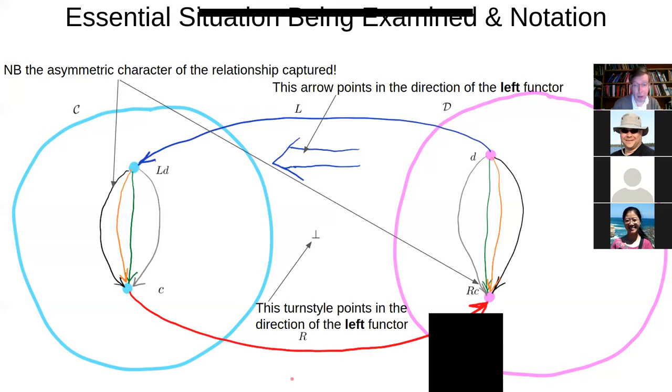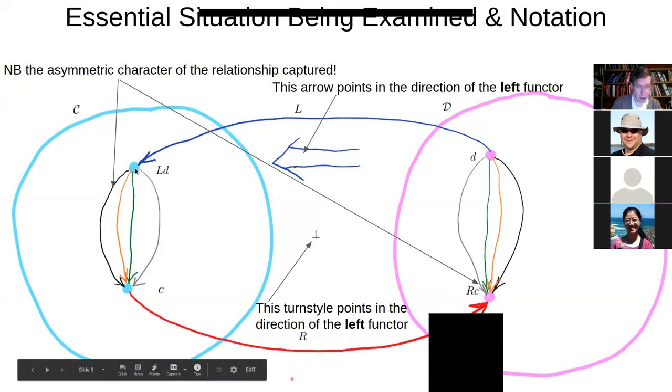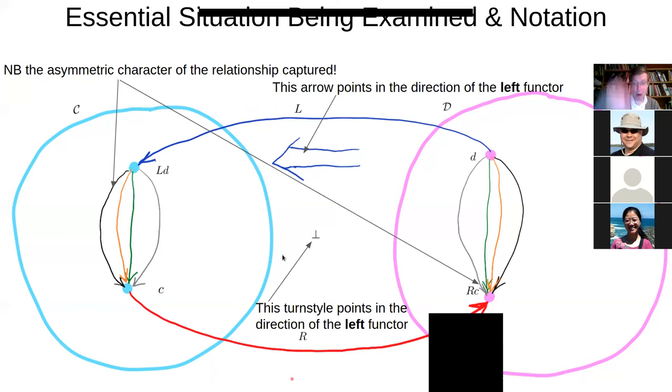Now you'll notice, and this is something that Bartosz comments on in that introductory video, and also David Spivak and Brendan Fong: look, this is an asymmetric situation. It's easy to say, oh, look at the symmetries. And there are some symmetries, but there's also a broken symmetry here. If you were to flip this by 180 degrees, it wouldn't look the same. Specifically, you might expect one of these Hom sets, such as this one in C from LD to C, to be in the opposite direction of that from RC to D. But you'll notice they both come down.